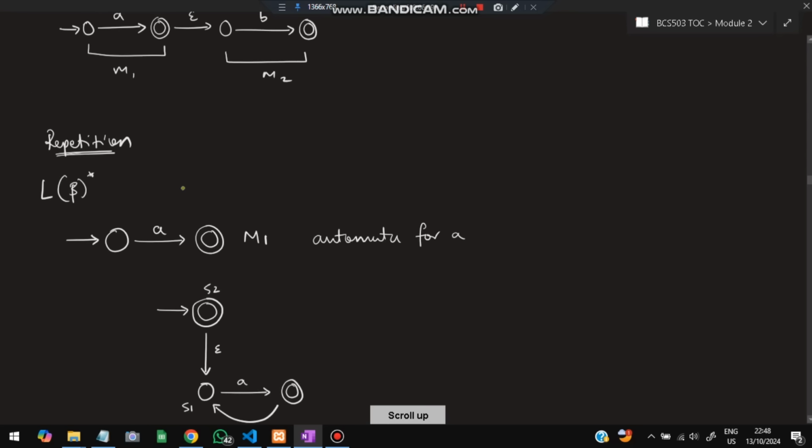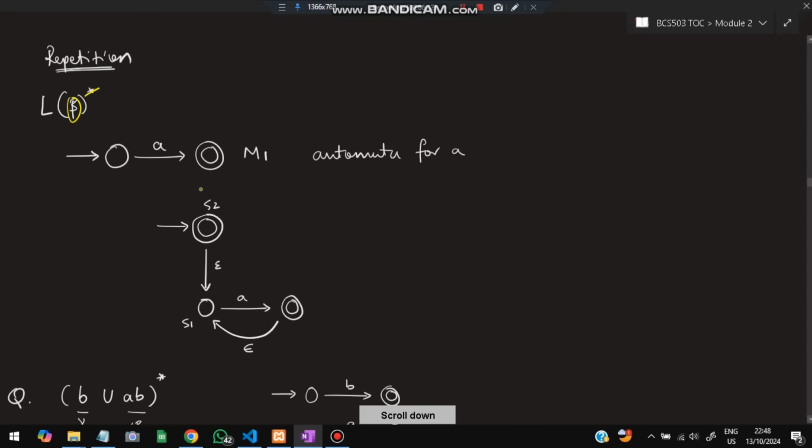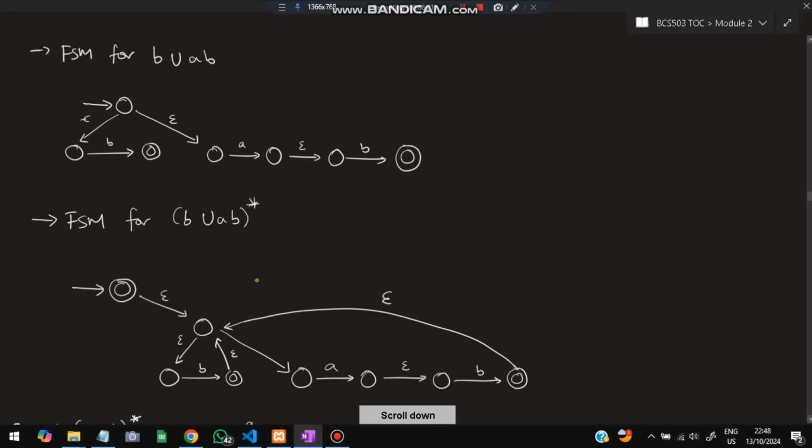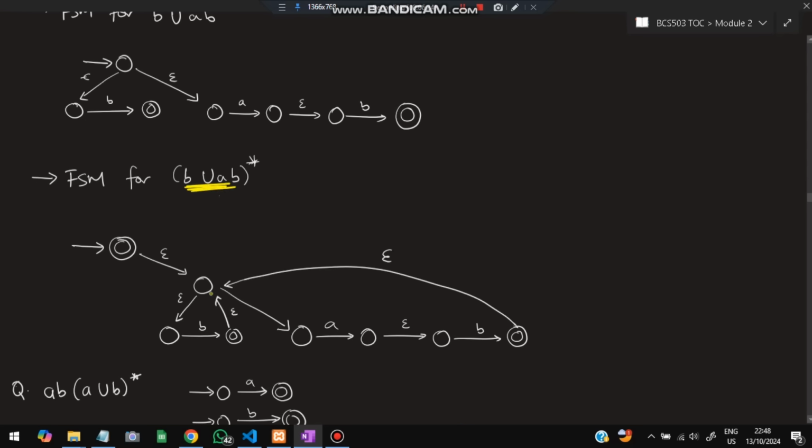What I told you about how to do the star in repetition: if I have one diagram, to star it I have to take a new final state, epsilon transition to this one, and from the final state to the starting state, I have to do the epsilons. Let's have a look at how this happens here. This state I will make first, which is nothing but this one, and this one. This is the starting state. Now I have taken a new final state and put an epsilon here. That is the first step. Second step is connect all these final states to the starting state via epsilon. That's all. You are ready with the diagram for the regular expression B union AB star.